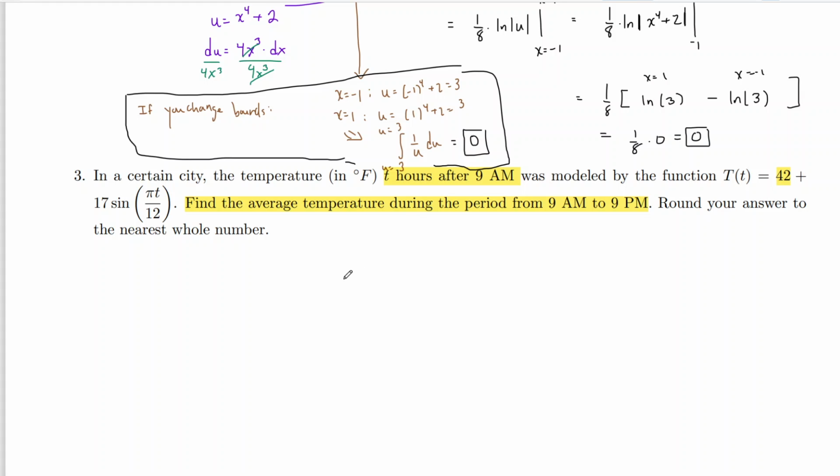All right, so we have to be careful about our approach here. Well, we want to find the average temperature from 9 a.m. Well, that's our starting point, so t is 0. That's going to be my lower bound. To 9 p.m., which is 12 hours later. So t to 12. We have 1 over b minus a, which is 12 minus 0. So that's our ending minus our starting. And we want to integrate the function 42 plus 17 sine of pi t over 12.